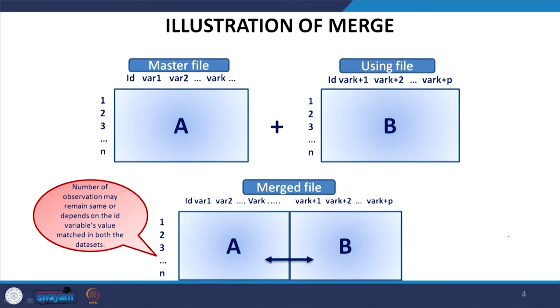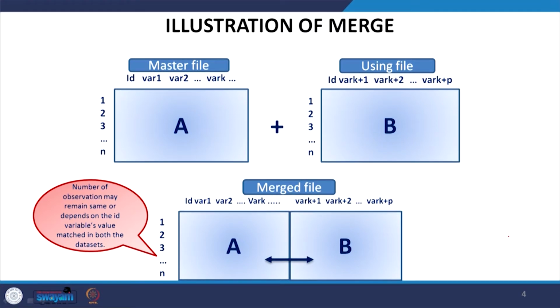If the ID is uniquely identified, that we are going to guide you. The merge command adds variables from the using data set to the master data set. Likewise, we explained in the previous lecture on appending. So master here for us is A and the using for us is B, as I told you. Now we are horizontally merging the data set. Now the number of observations is 1 to n in both cases.